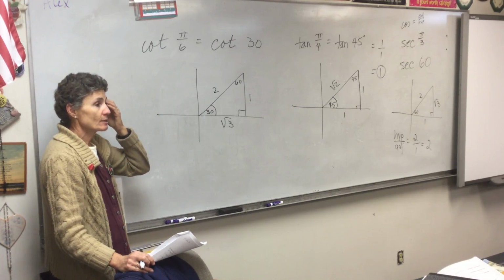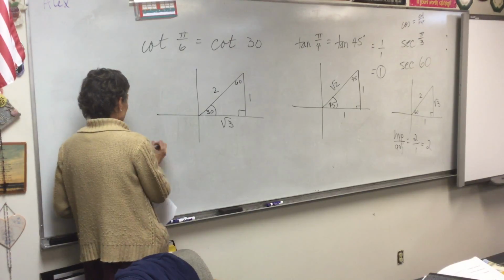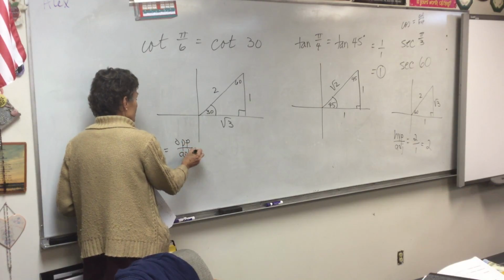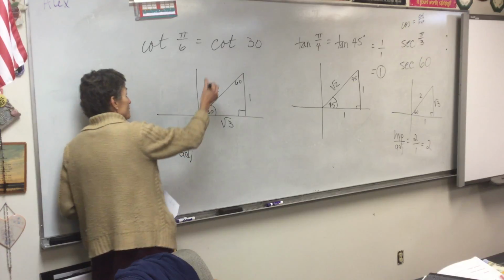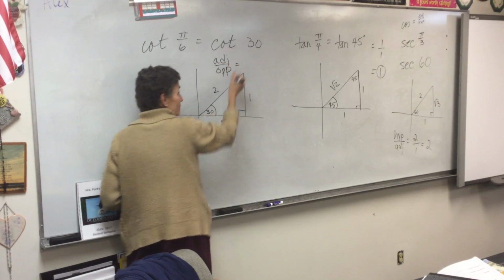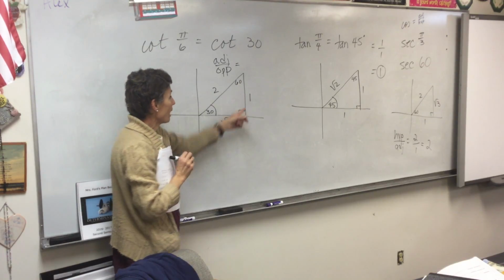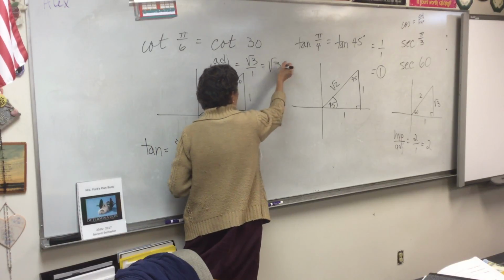Do it. Cotangent is reciprocal of tangent. If tangent is opposite over adjacent, then cotangent is adjacent over opposite. Adjacent over opposite. Did you get root 3 over 1 or just root 3?